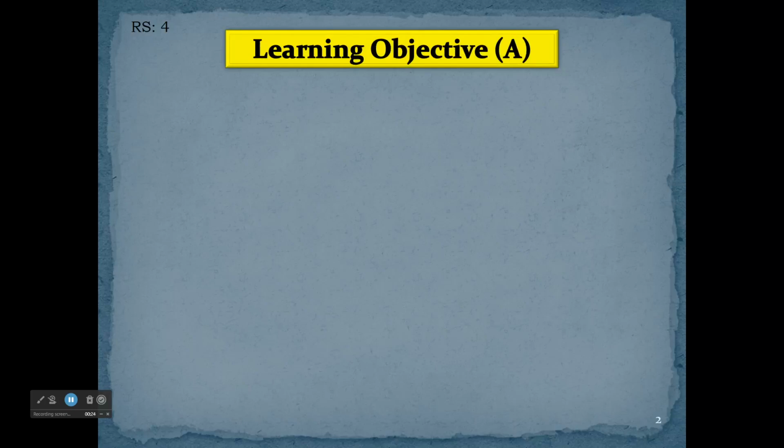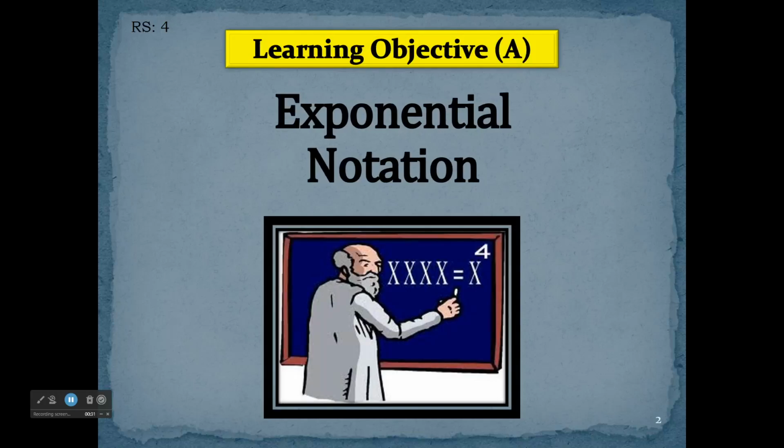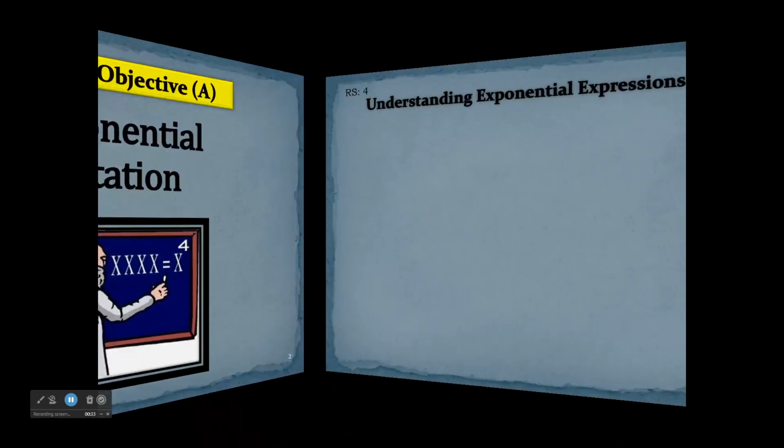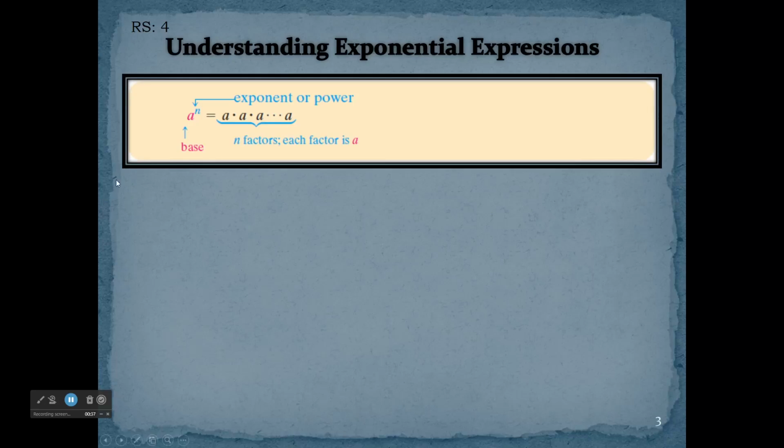Learning objective A. Exponential notation. What is it? What does it mean to have an exponent? Well, here's the technical definition. Any base a to the power of n, there being the exponent, it means you're going to take the base a times itself nth number of times.